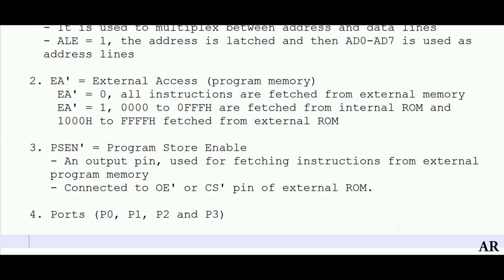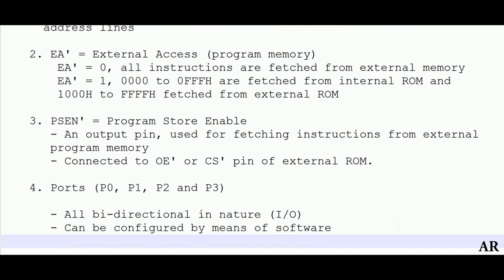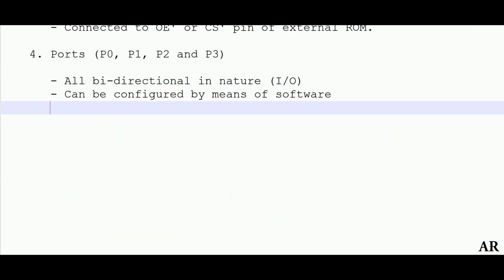So all these ports we have discussed while discussing your block diagram. They are all bi-directional in nature, so they can function as your input and output ports. Next is they can be configured by means of software. So how it should act, whether it should act as an input or output, can be controlled by means of software. They are not hardwired.